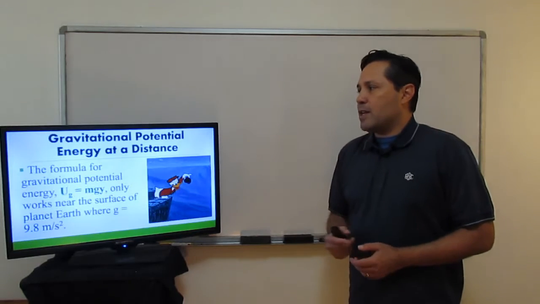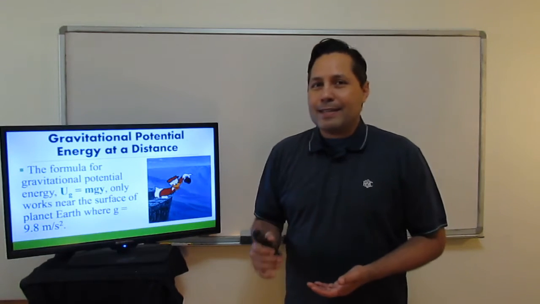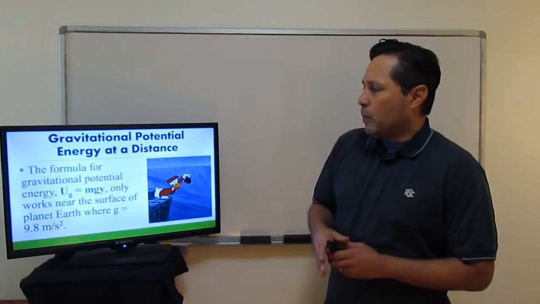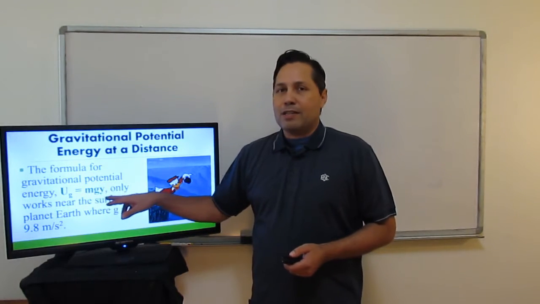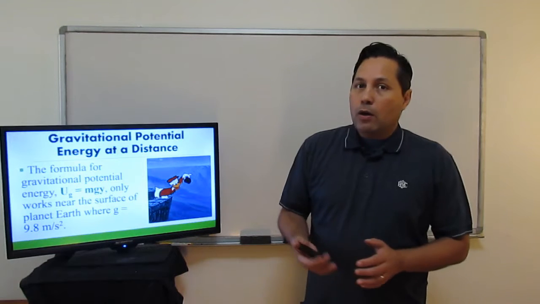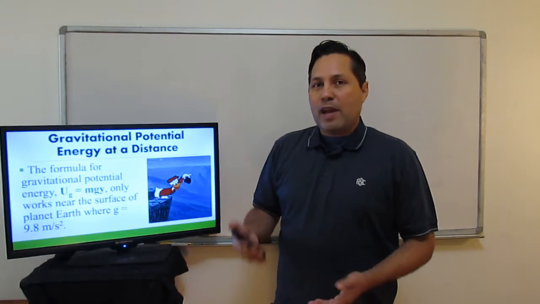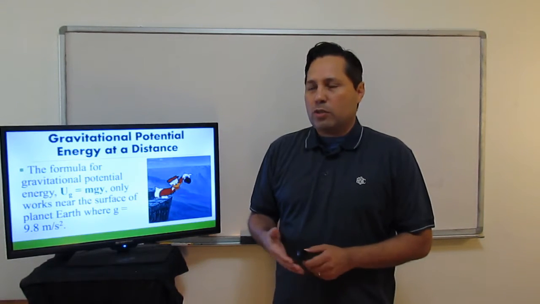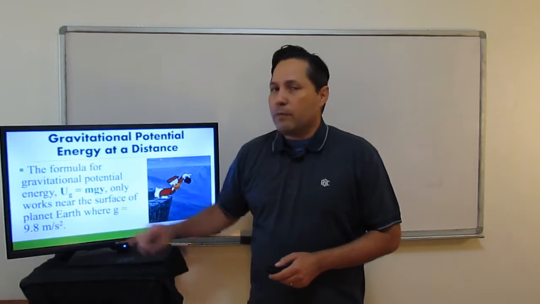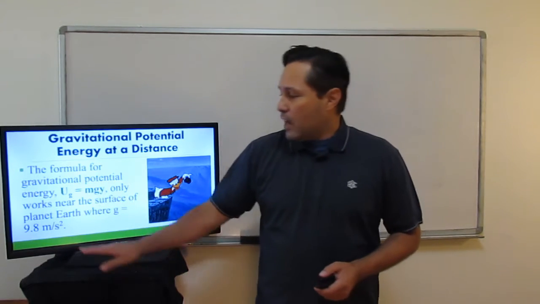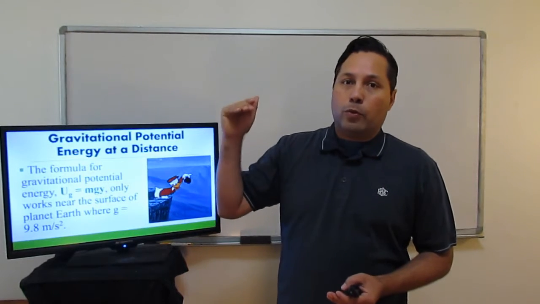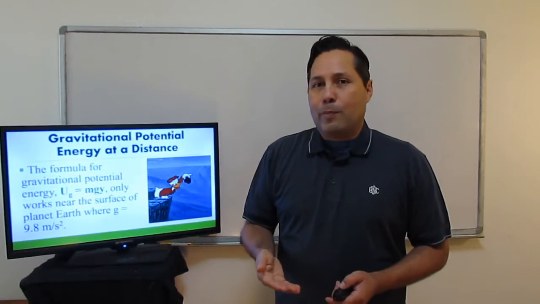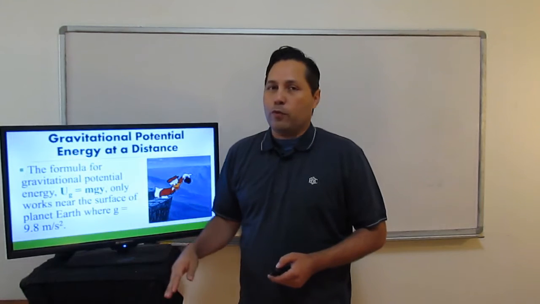So let's start with gravitational potential energy at a distance. Near the surface of the planet, this will be the formula that you would use, where it's mass times gravity times height. Now, what if you're further away from the planet? This formula no longer works. The reason why it doesn't work is because of the g. See, g is 9.8 near the surface of the planet, but as you get further and further away, that value is no longer 9.8, so that messes with the formula.